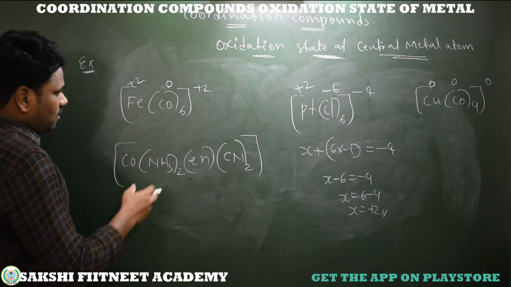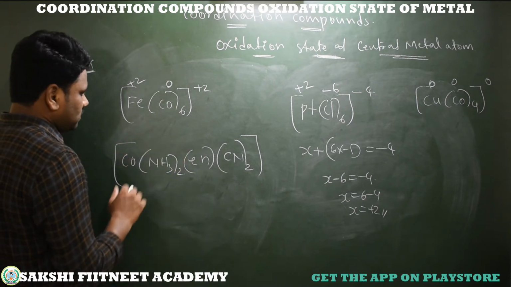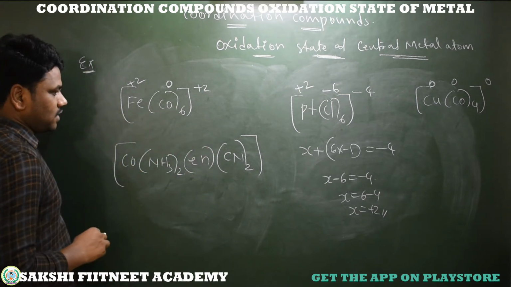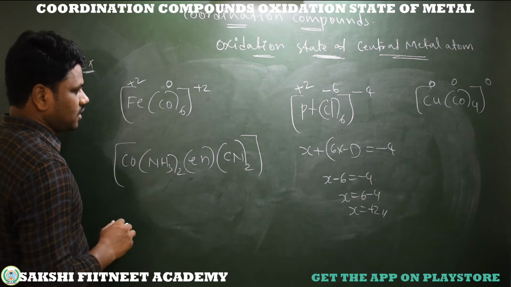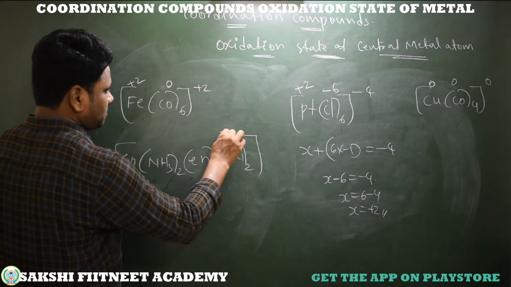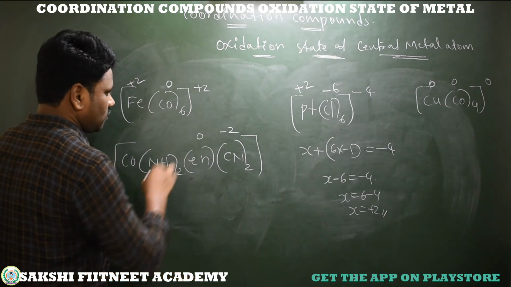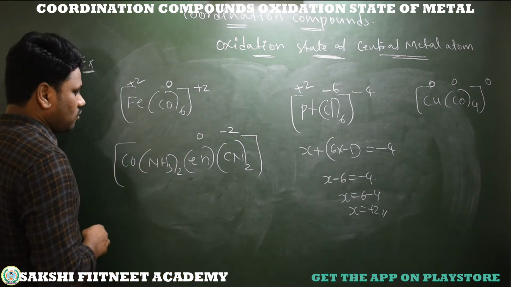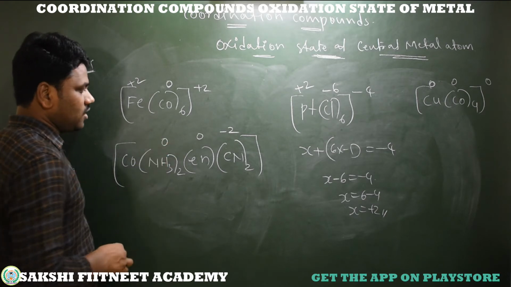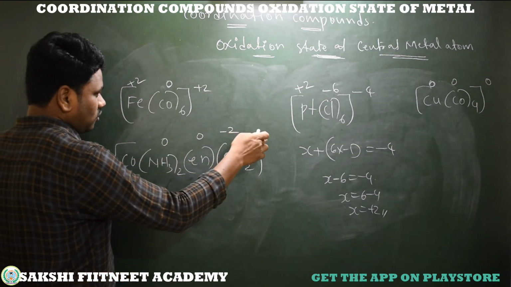See, the total overall charge is 0. So obviously here we need to neutralize the ligand charge with the metal charge, then we will get the oxidation state. See, cyanides are 2, it becomes minus 2. Ethylene diamine is a 0 oxidation state. And what about the ammonia ligands? Ammonia gives 0 oxidation state and the total overall charge is 0.